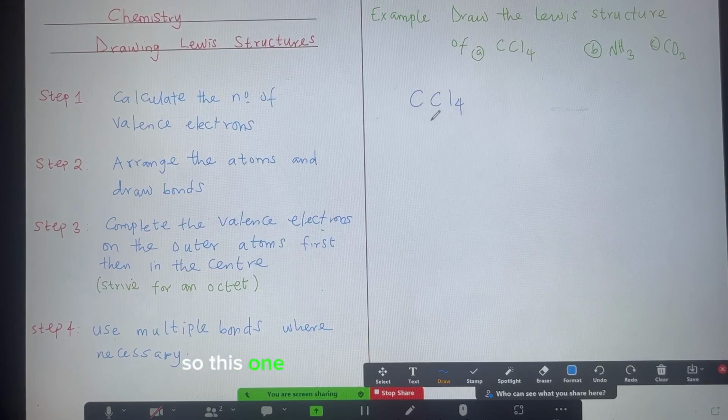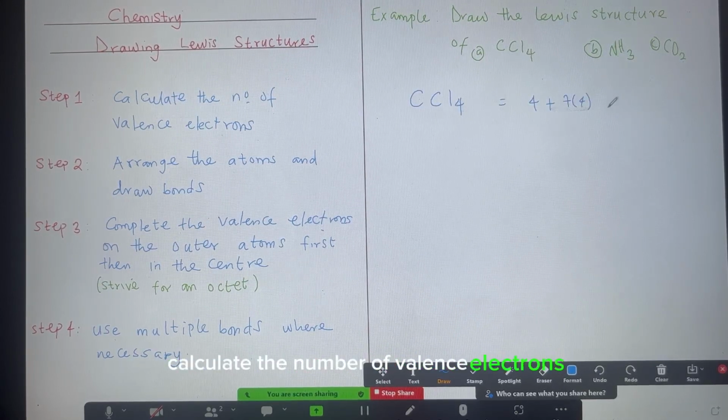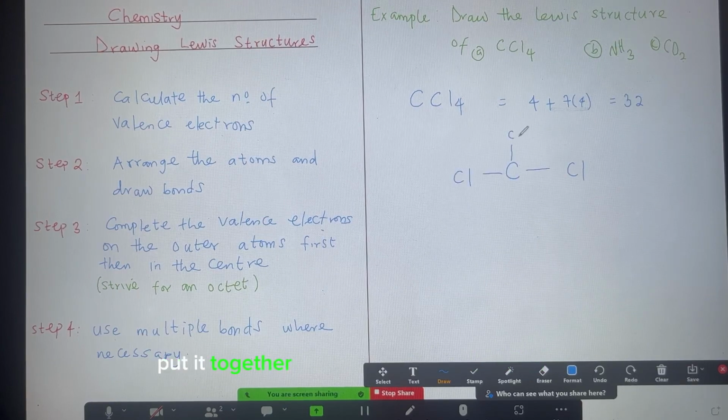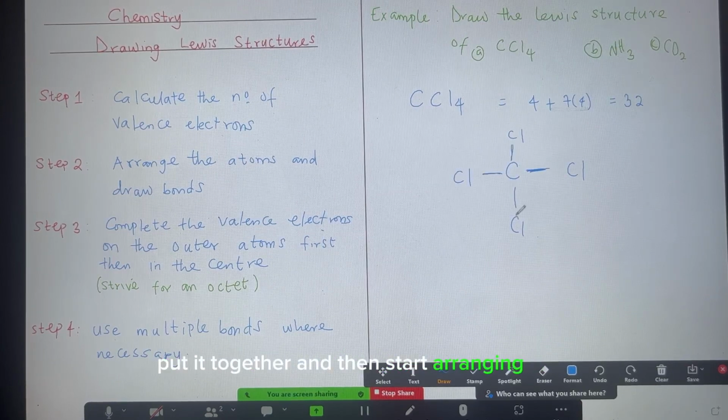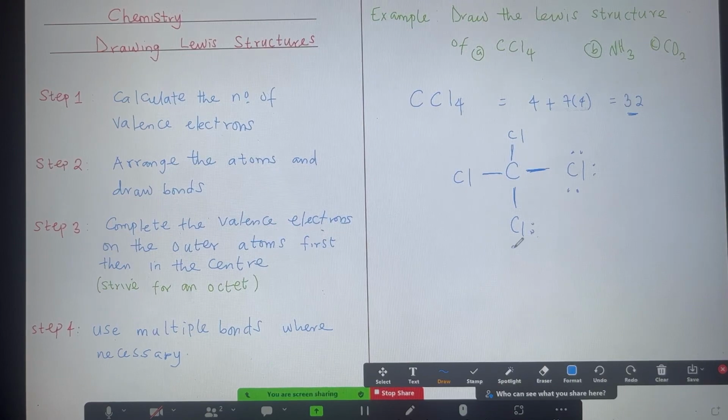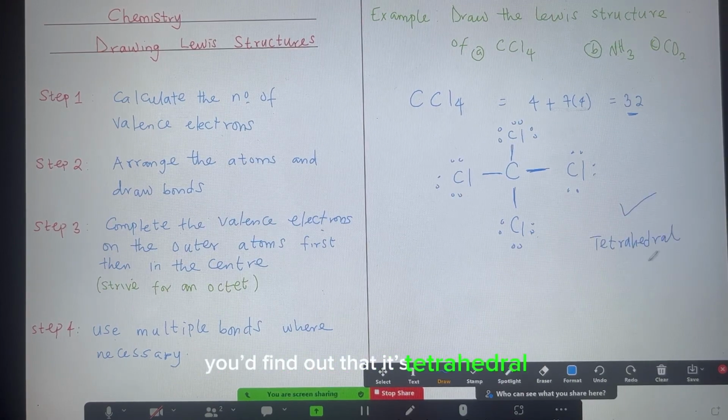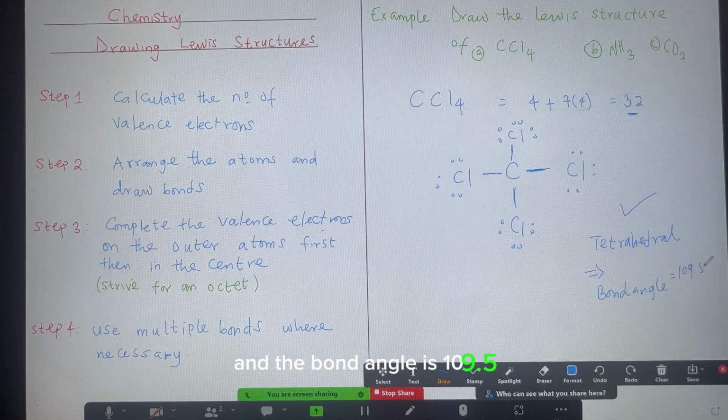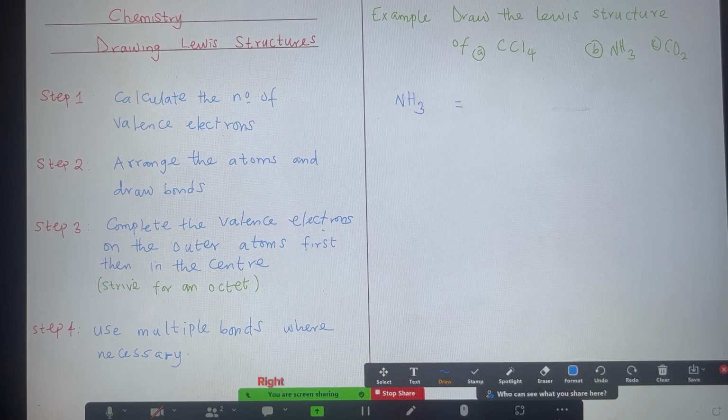So this one, you just need to draw it out, calculate the number of valence electrons, put it together, and then start arranging your lone pairs of electrons around it. When you do this, you find out that this is tetrahedral and the bond angle is 109.5. In some places it's 109.25. Right, so let's look at NH3.